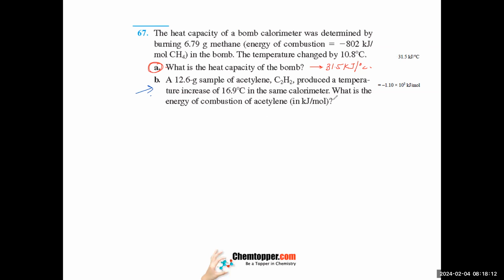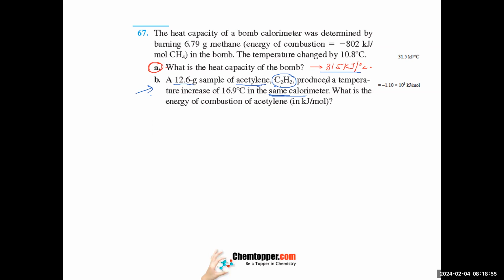Same bomb calorimeter is written here. Same means heat capacity is same. 12.6 gram sample of acetylene. Acetylene is a highly combustible gas. You have seen people doing welding by using torches. Like if there is some crack somewhere, they are using their welding torches. That welding torch has this gas, C2H2. Can you see how much heat it can generate on combustion? Welding torches are made up of acetylene gas. They are called acetylene torches.